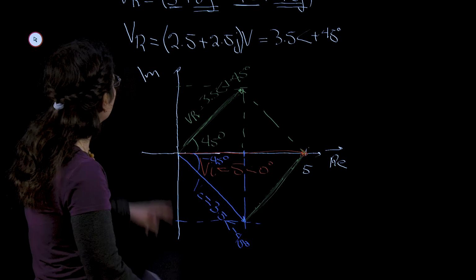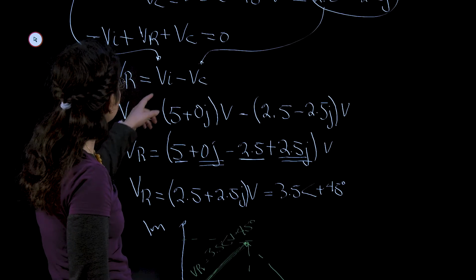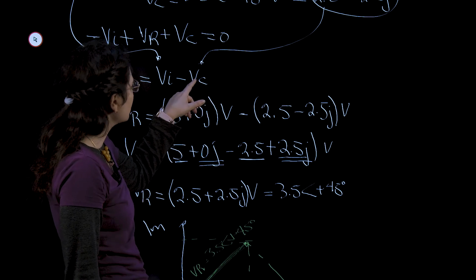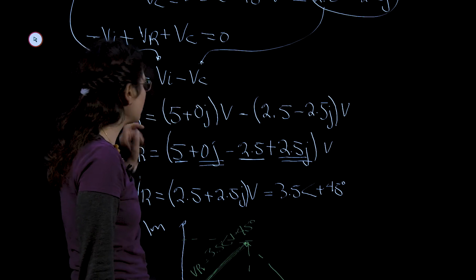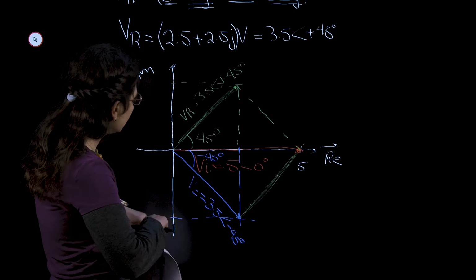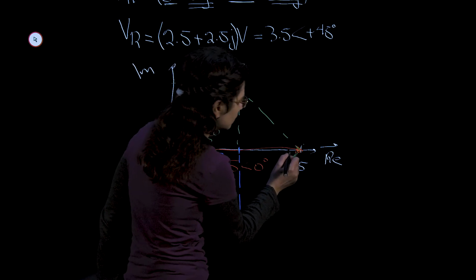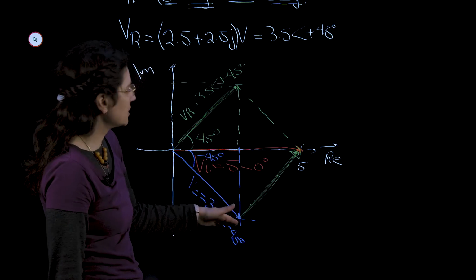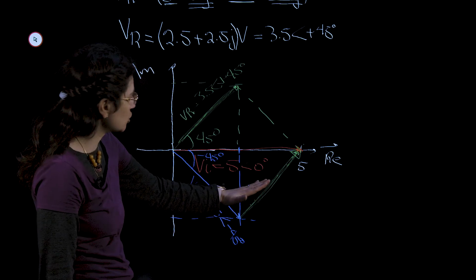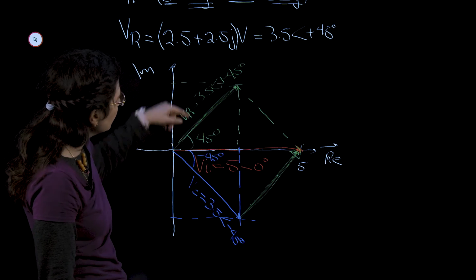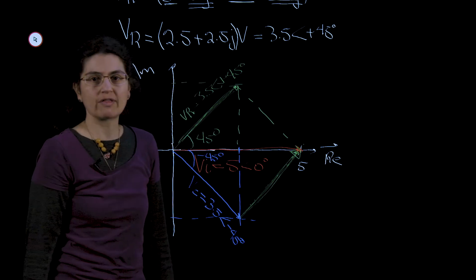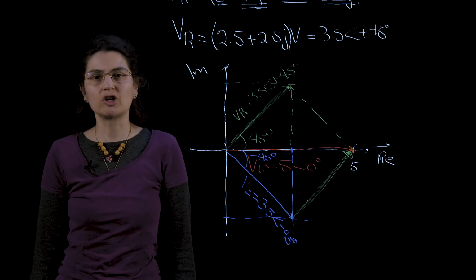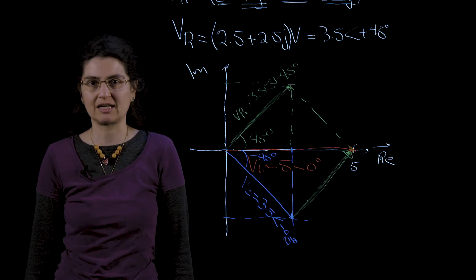We said that the voltage in the resistor is the input voltage minus the capacitor voltage. So my vector goes from the capacitor to the input voltage, so the arrow goes here. And once I have this drawn, it's got the right magnitude and the right angle, I can just translate it to the origin here so that I get this vector like this. So that is how I plot my phasor diagram. In the next video, we're going to talk about how we calculate the power of this circuit. Thanks for watching.